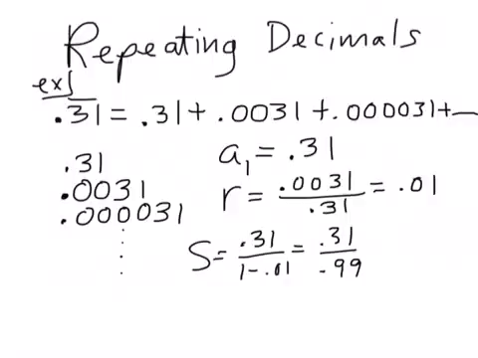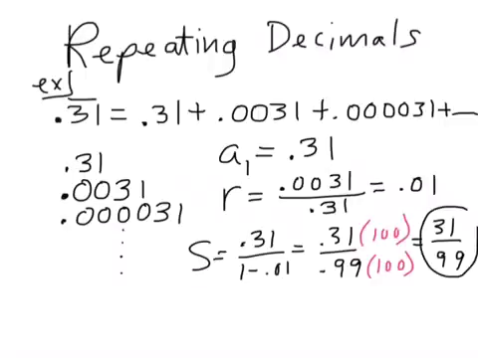Okay, now we need to turn this back into a fraction. So to do that, we can multiply the top and the bottom by 100. The reason I'm choosing 100 is that I need to move 2 decimal places to the right, and I know 100 will do that for me. So this becomes 31/99. Now, of course, the last thing that you would want to check there is, does 31/99 reduce? And it doesn't. So that's it. 31/99 is the original fraction that turns into 0.31 repeating.